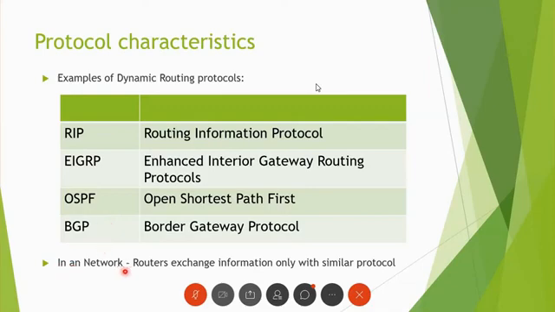So in a network, routers exchange information only with similar protocols. This is a very important point. For example, the medium of instruction of this particular session is English. A lot of us understand it, or maybe Hindi, let us say Hindi. That's a language which people can relate to and understand.